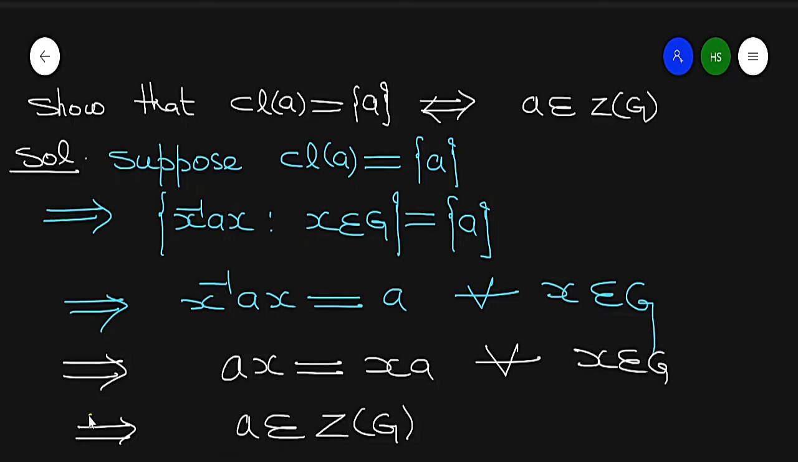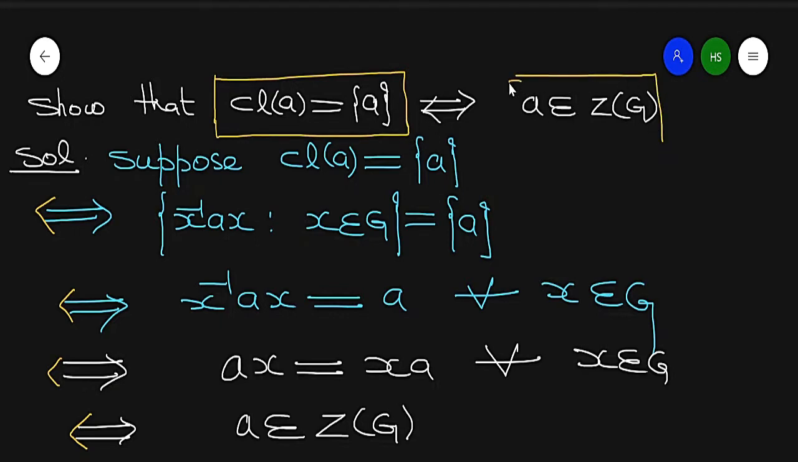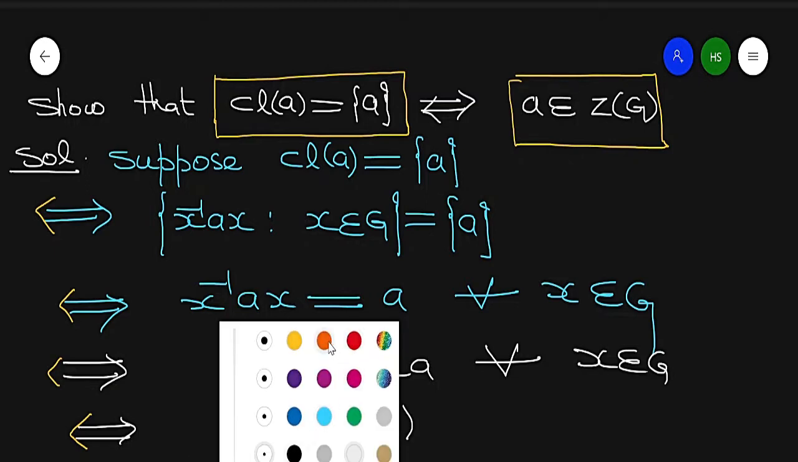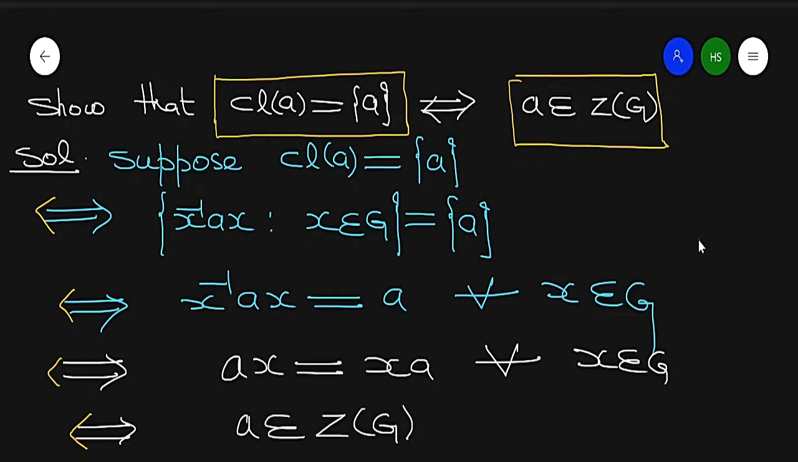Now the reverse part. We get the class of A consisting of A alone. So remember that if the class of A consists of only one element A, then A belongs to the center of G. So again remember, if A belongs to the center of G, then this class consists only of itself. So this is a very important result.